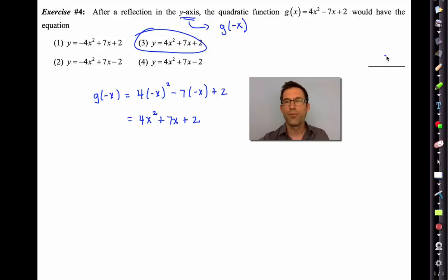So there we go. And again, just like I mentioned in the last example, you can easily put in those two functions, the original and choice 3, graph them, and you'll see that reflection in the y-axis. All right, I'm going to clear out the text.